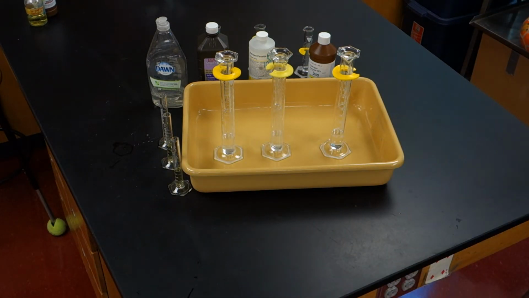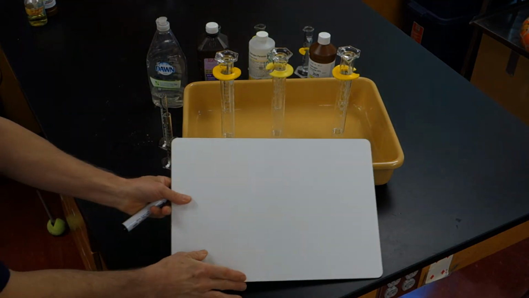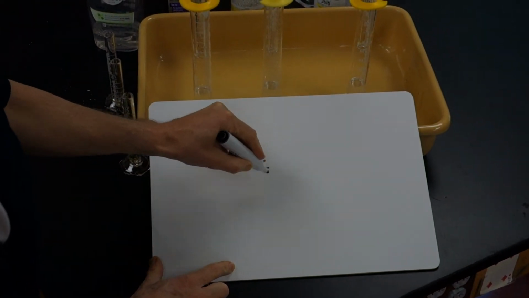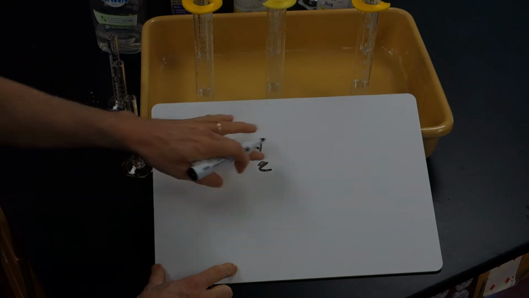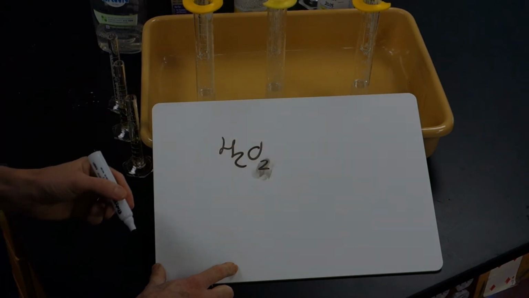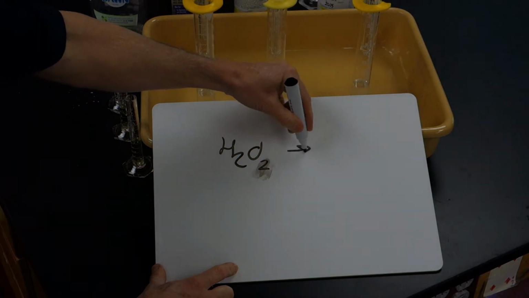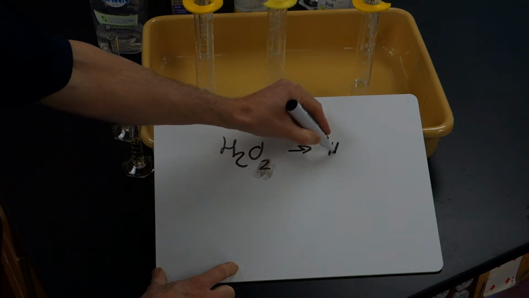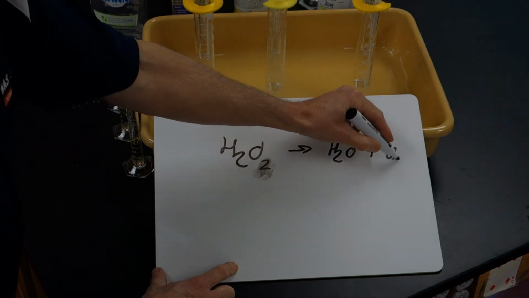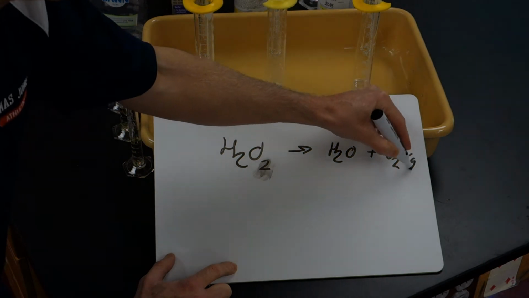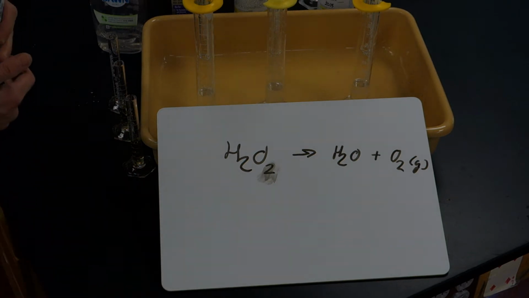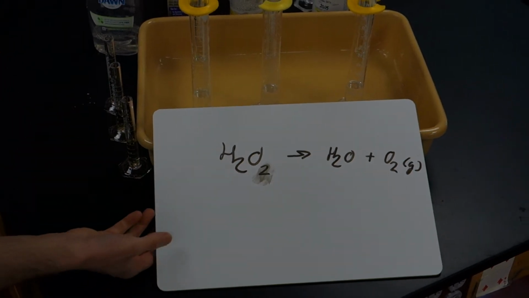Now, while we're waiting, what's actually going on is a very simple reaction. What we have is H2O2, that's a 2. H2O2 is hydrogen peroxide. What actually happens is H2O2 reacts over time to produce H2O and O2 gas. Now, that's happening right now, in these bottles. It's just happening really slowly.